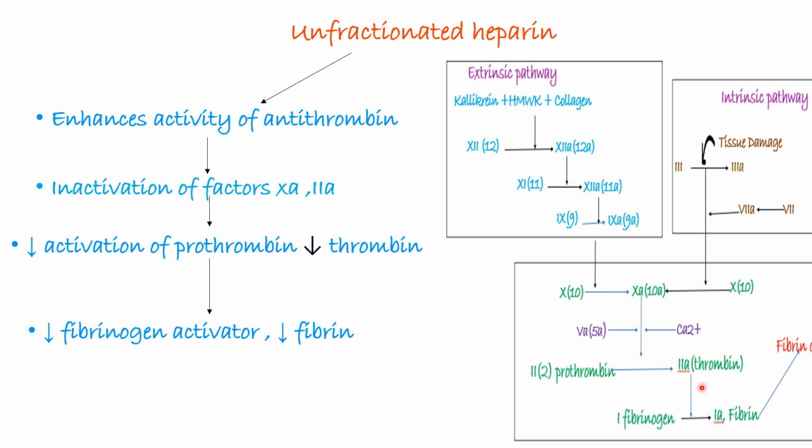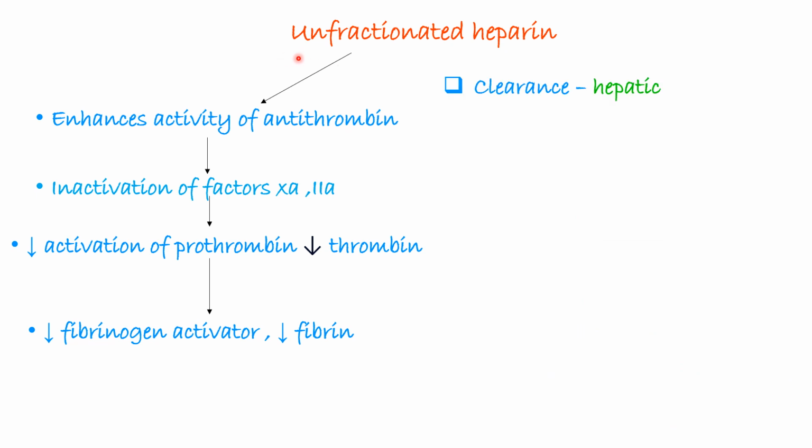it also inhibits factor 2A. So when it inhibits factor 10A, then we don't have conversion from prothrombin to thrombin. And also we don't have conversion from fibrinogen to fibrin. When it inhibits factor 2, then we also don't have conversion from fibrinogen to fibrin. And if you don't have conversion from fibrinogen to fibrin, then we don't have a clot formation. So I hope you have understood the mechanism of action of unfractionated heparin.